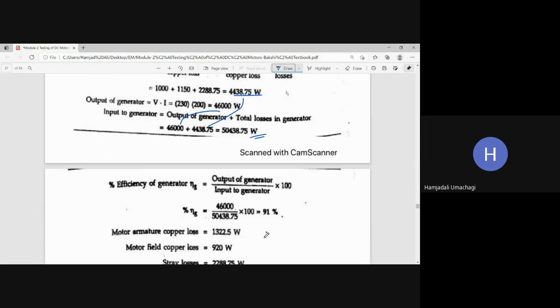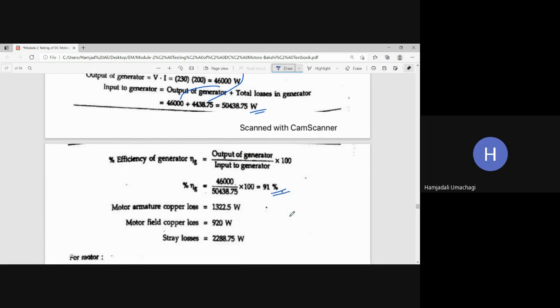Now calculate the efficiency of the generator. Efficiency of the generator is what? Output by input. Output is 46,000 and input is 50,438.75, into 100. So altogether efficiency is 91%. Okay, so this is the efficiency of the generator.